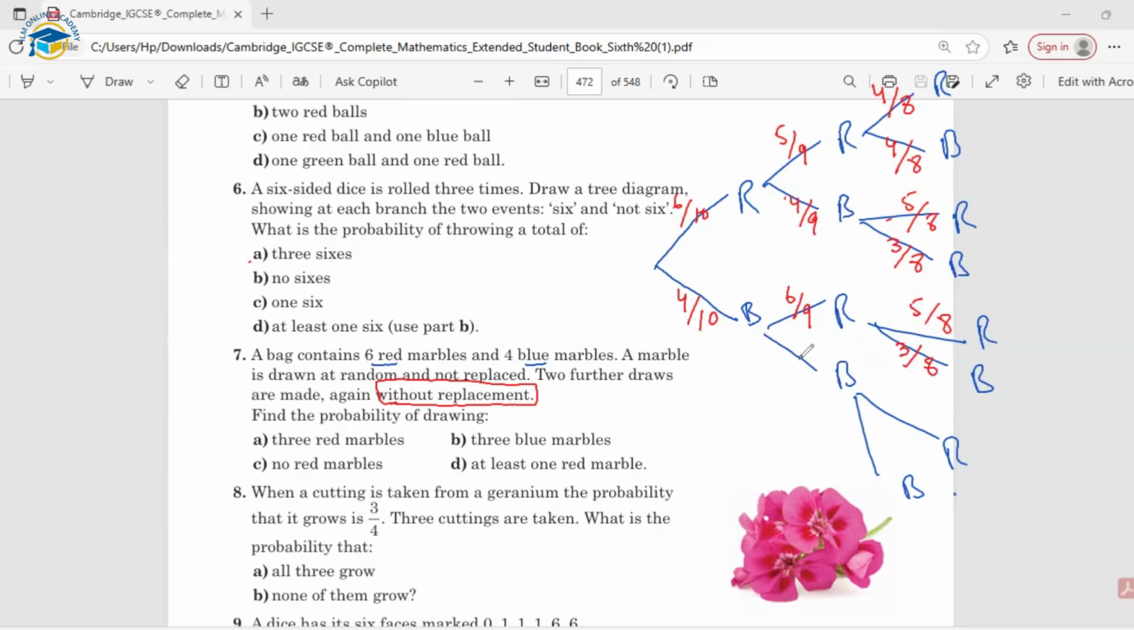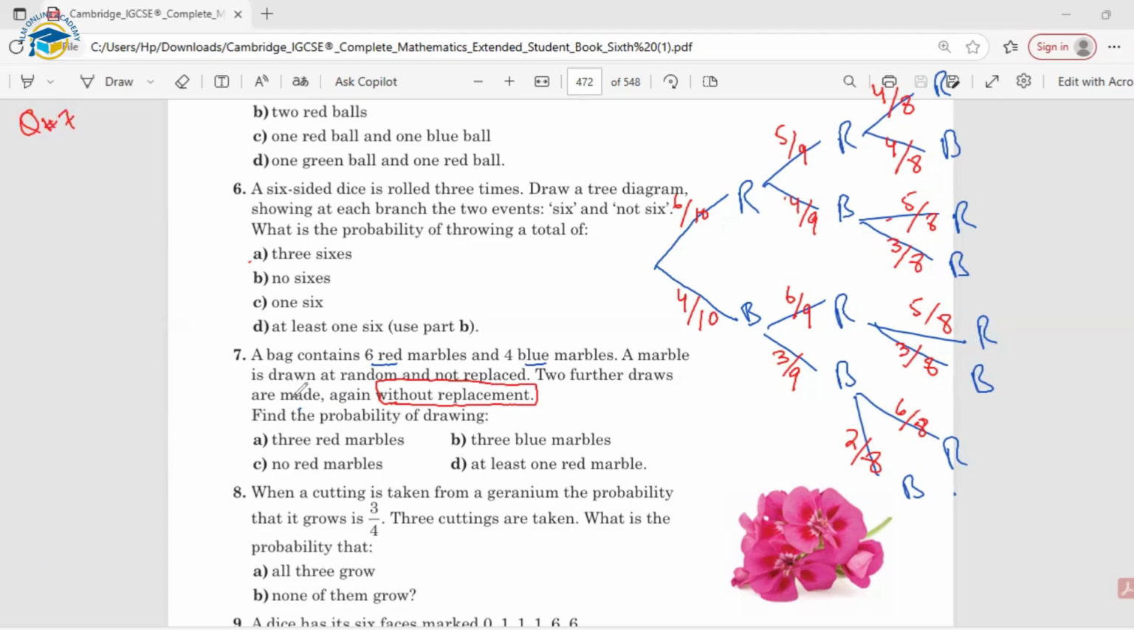Blue, again blue. So 3 over 9, sorry, 9. Next, again red has not been taken yet, so 6 over 8. Next, blue taken, again blue needs to be taken, so 2 over 8. In this way, we need to complete the tree diagram, where we go with different possibilities at the end without replacement. So you need to be very careful with the tree diagram. If your tree diagram is not fine, then your probabilities are not going to be fine. Moving towards question number 7.